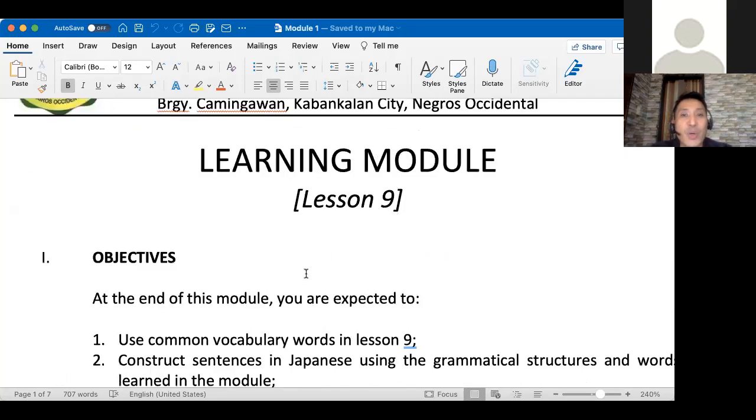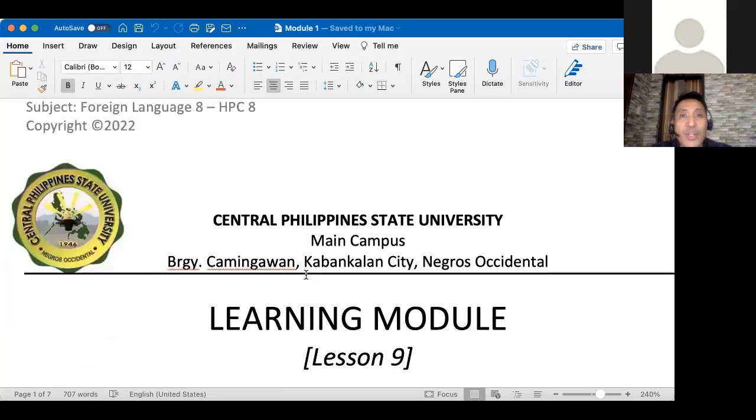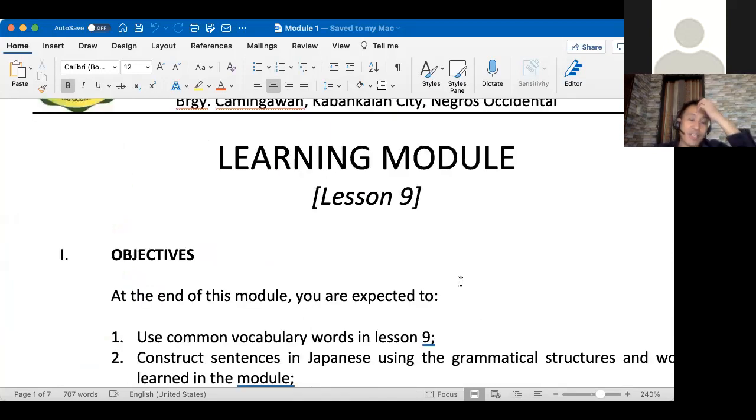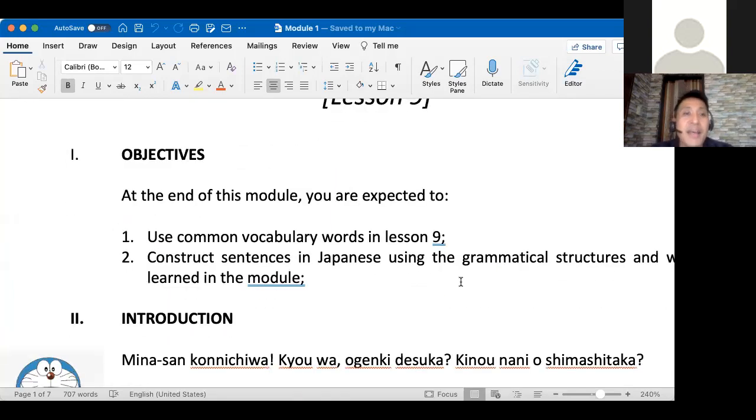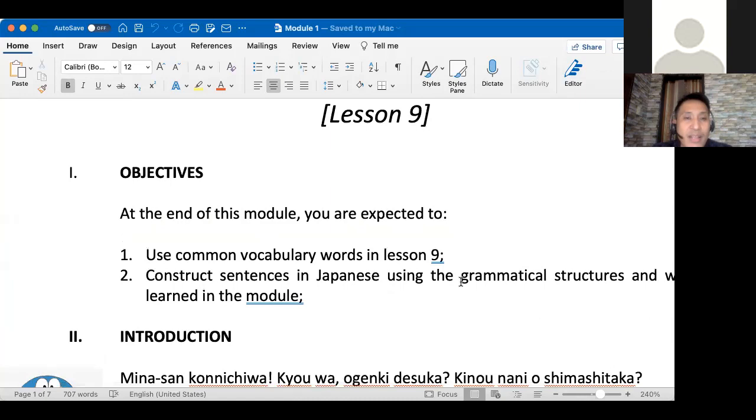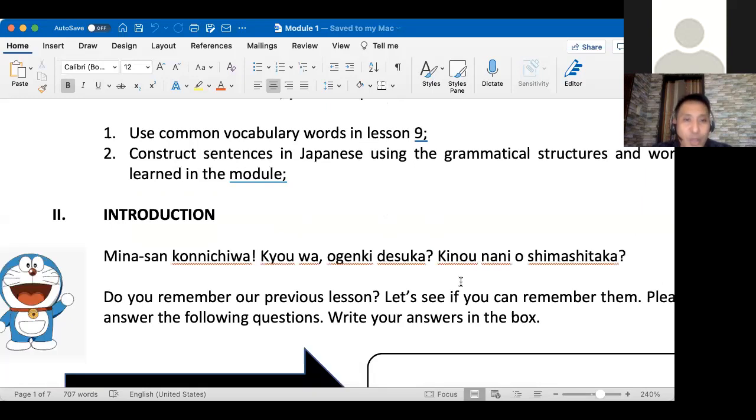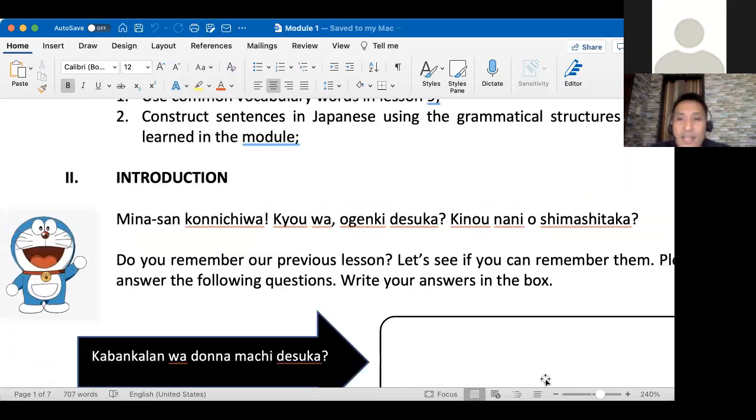Okay, so this is lesson 1. Our lesson 1 actually starts at lesson 9. I forgot earlier, I told you it's lesson 8, but we will actually start with lesson 9. It has 2 objectives. One is to use common vocabulary words in lesson 9, and the other is to construct sentences in Japanese using the grammatical structures and words learned in the module. So we have activities here.